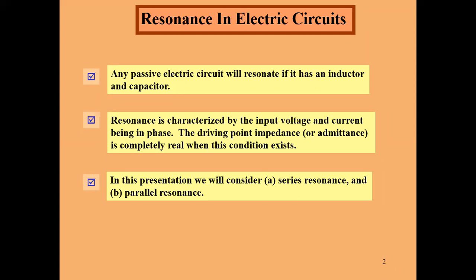So the third one in this section, we are considering a series resonance and a parallel resonance. These two are different from each other. The series resonance is different from the parallel resonance. Series resonance is obtained when capacitor and inductor are connected in series with each other, and parallel resonance occurs when the capacitor and the resistor are connected parallel to each other.